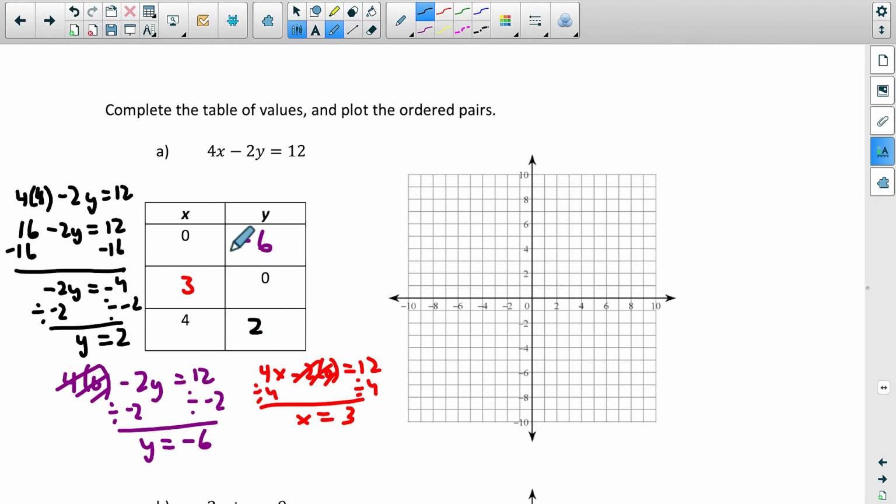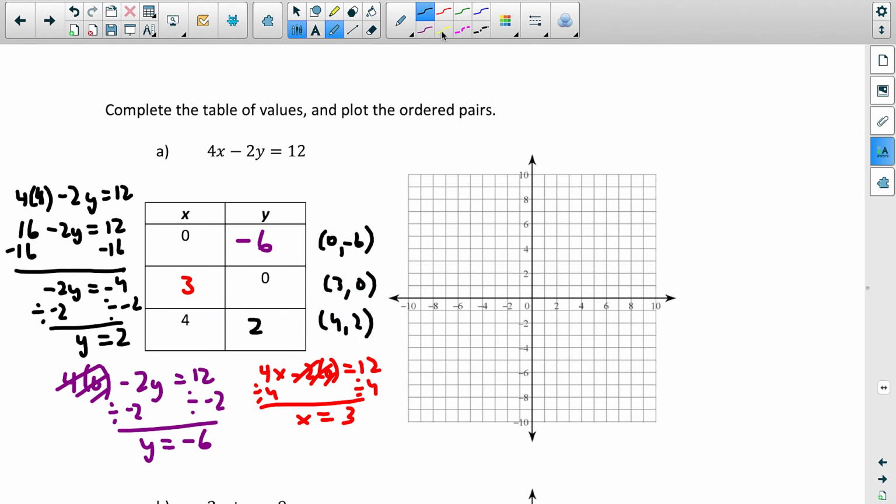Now, we've essentially got some ordered pairs here, don't we? We have an x value and a y value. The ordered pair is 0, negative 6. It's kind of a waste of time writing this, but I'll just make it totally clear here. We have an x value of 3 and a y value of 0. That's 3, 0. And x value of 4, y value of 2, that's 4, 2.